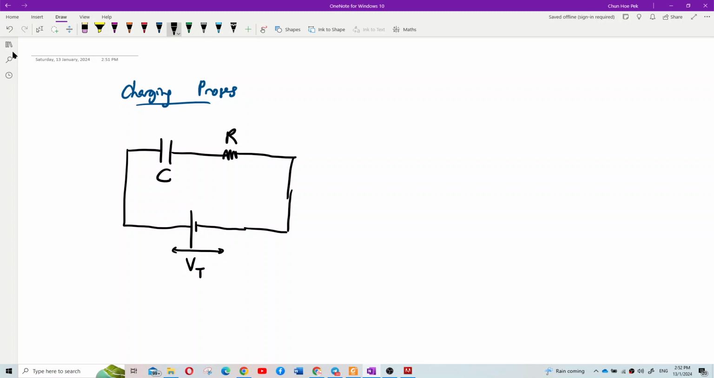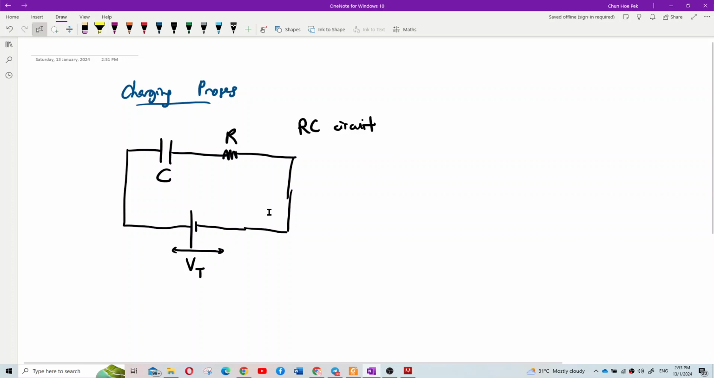If you look at this one, this is actually an RC circuit. RC circuit means what? Resistor with capacitor circuit. Yeah, resistor with capacitor circuit. RC circuit. Okay.